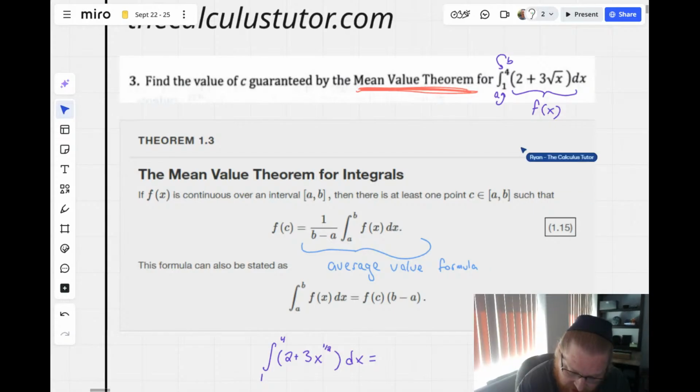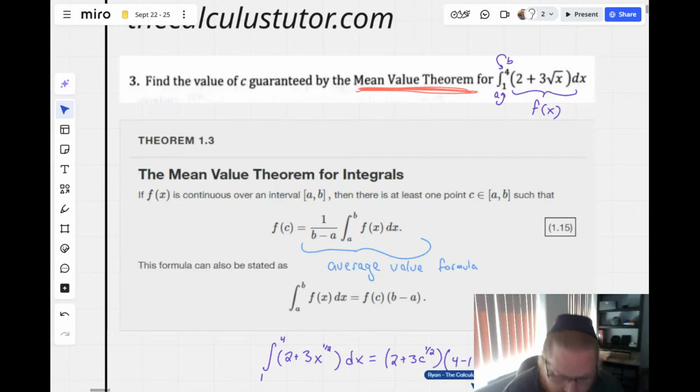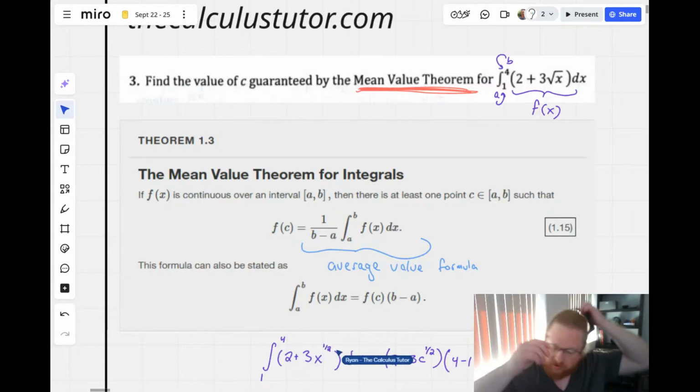It is this function. So when I set this up, I'm not going to write f of c. I'm going to write the function 2 plus 3 times, and instead of x, I'm going to substitute the c we're looking for, c to the 1/2 power. And then, of course, it's times b minus a. We know b is 4 and a is 1.